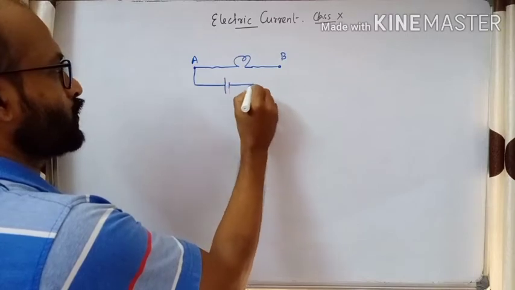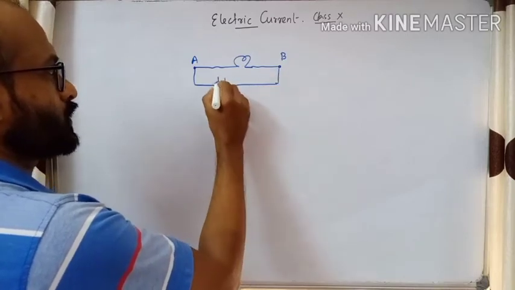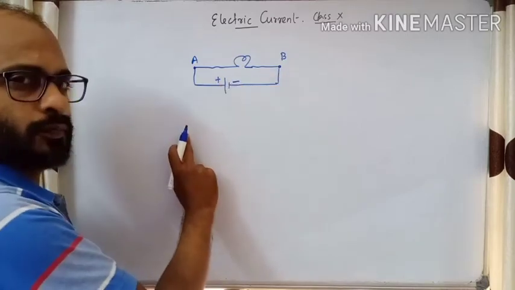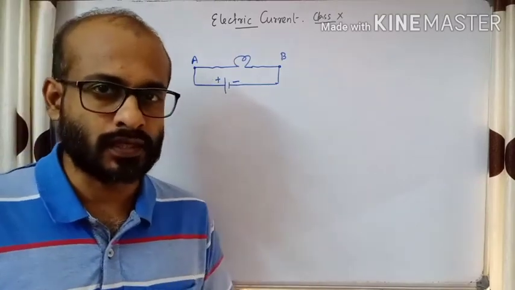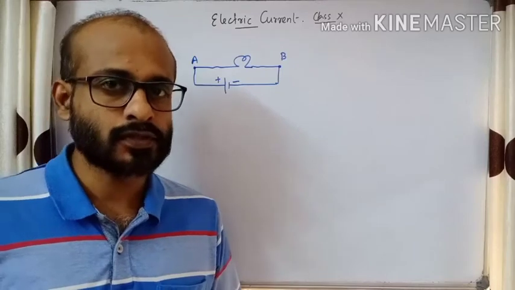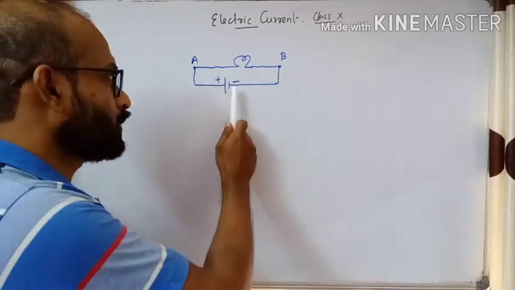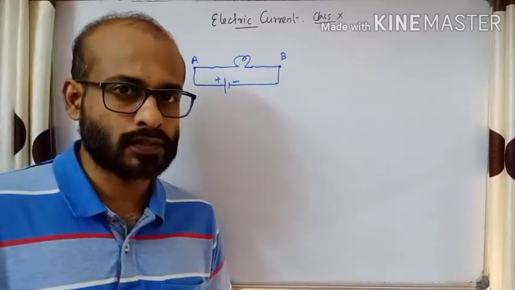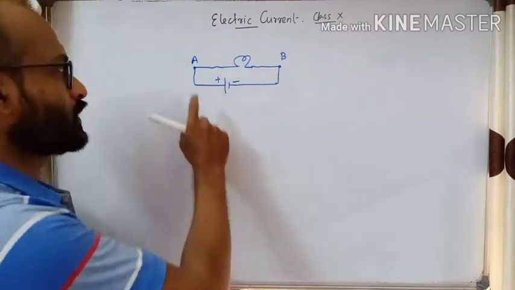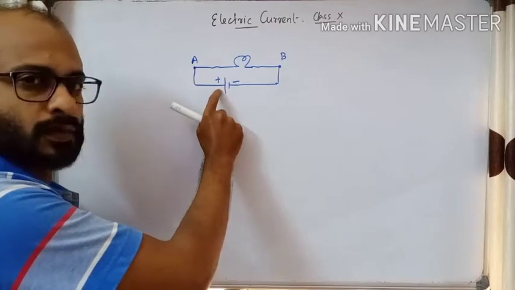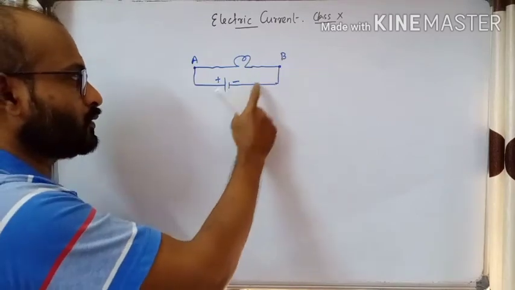The battery is having two terminals. One is a positive terminal and the other one is negative. The positive terminal of the battery is having a large number of positive charges, I can say positive ions. Now the negative terminal is having a large number of free electrons, having negative charge. And what happens is the end A is connected to the positive terminal and end B is connected to the negative terminal.